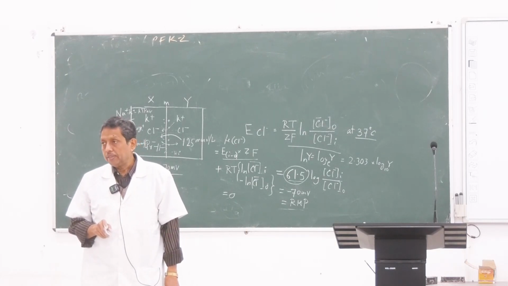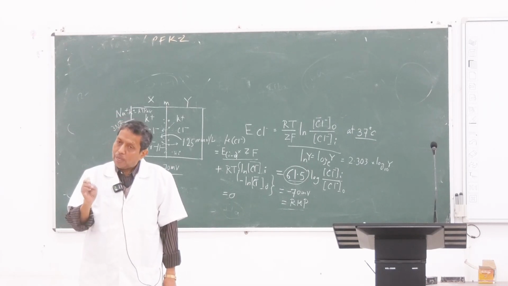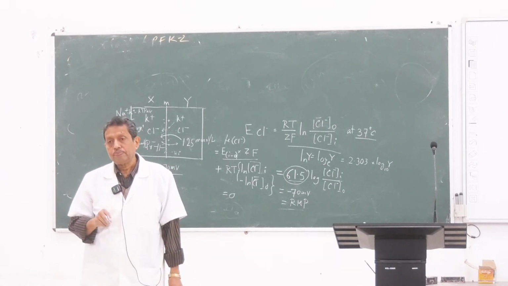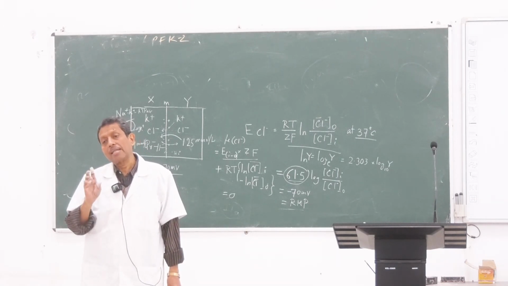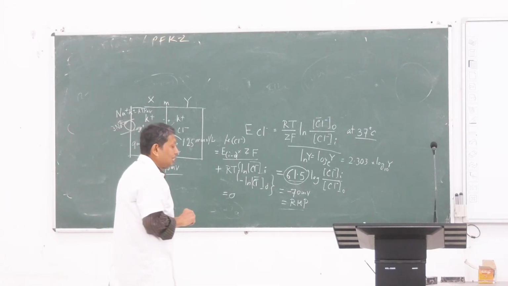If there is a change in the chloride concentration from outside, then it will rearrange in such a way that in the steady state you will get another value, but that will be following this equation. Following this equation, you will get another steady value. Clear? Now come to the potassium ion.